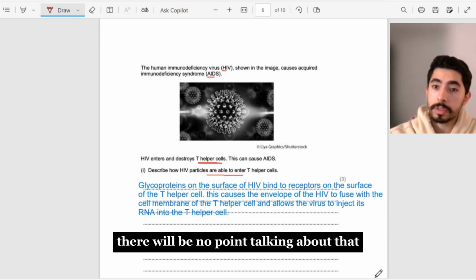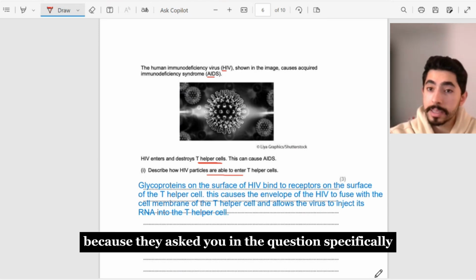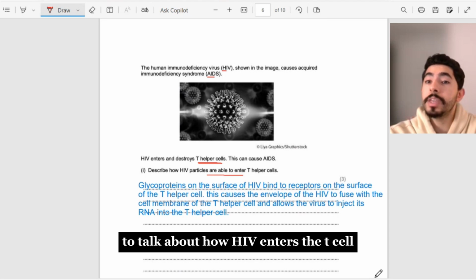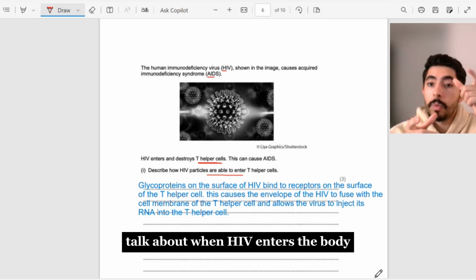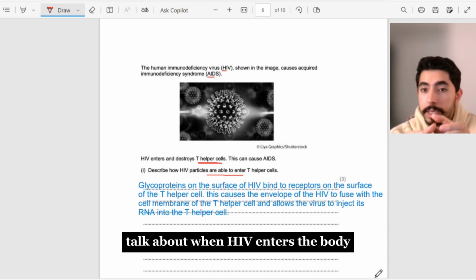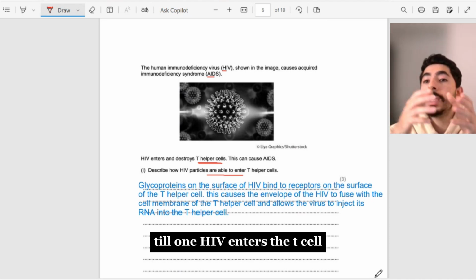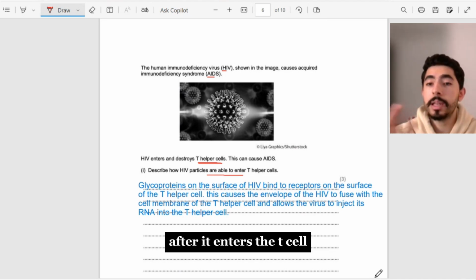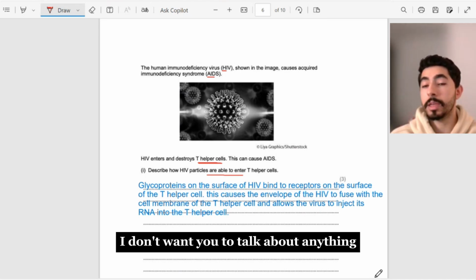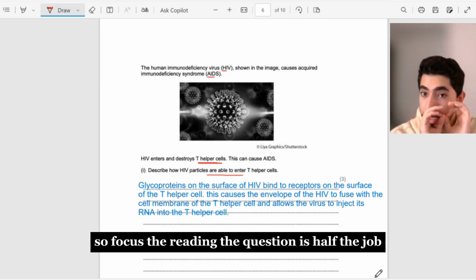There will be no point talking about that because they asked you in the question specifically to talk about how HIV enters the T cell. So they gave you a limit. Talk about when HIV enters the body till when HIV enters the T cell. After it enters the T cell, I don't want you to talk about anything. So focus. Reading the question is half the job.